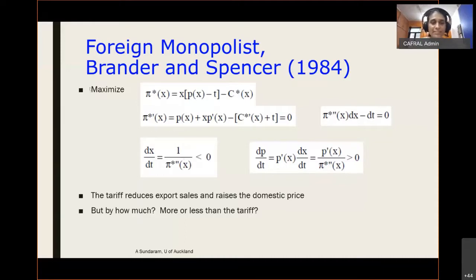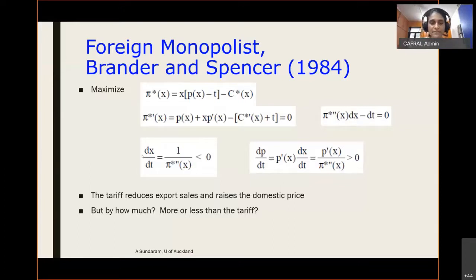So let's look at the profit maximization problem for the foreign monopolist. The foreign monopolist has profits defined as follows. It's X, which is sales or quantity, times the price, and the price is P minus T because the monopolist faces a tariff to get those products into the country. And then minus the cost of the monopolist, which is C star X. We have a star here because it's a foreign monopolist; this firm is in the foreign country. So I'm going to take the first order condition here with respect to X, and then set that equal to 0. The second order condition is here, pi double prime, dX minus dt equals 0.